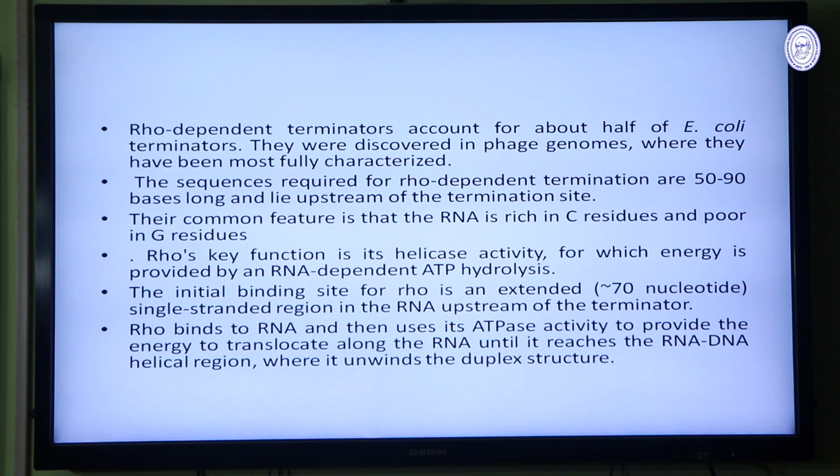So, Rho dependent terminators account for about half of the E. coli terminators. Almost 50% of E. coli genes have Rho dependent terminators. They were discovered in phage genomes where they have been most fully characterized. Now, Rho's key function is its helicase activity. I have already mentioned, energy is given by the ATP hydrolysis process. The initial binding site for Rho is an extended 70 nucleotide single stranded region of the RNA upstream from the terminator sequences.